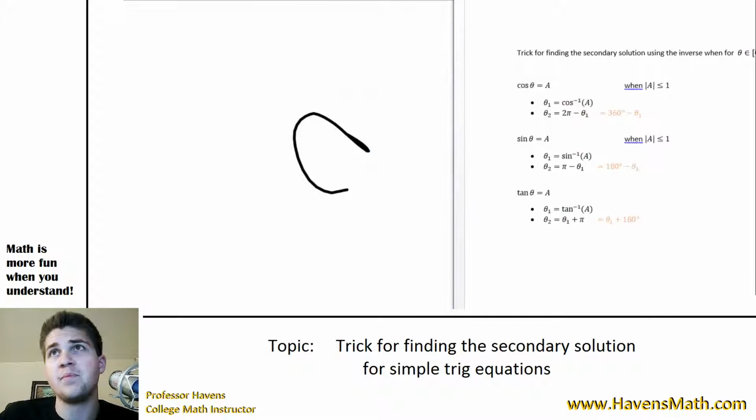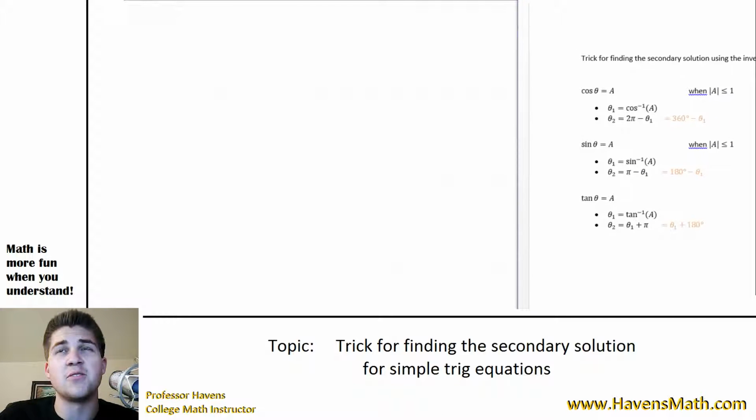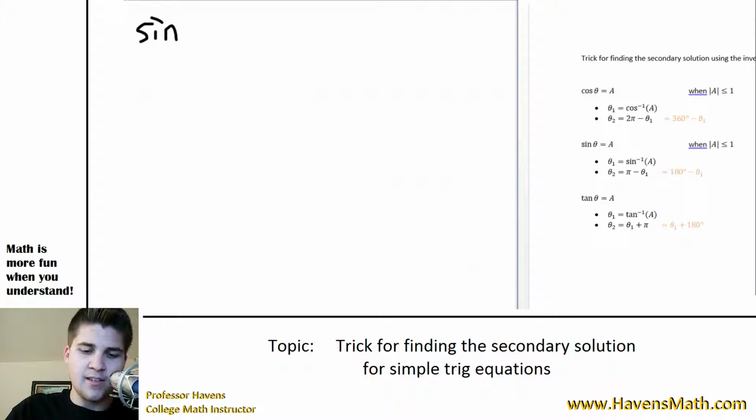Keeping that in mind, let's look at a couple of examples. Again, this is supposed to be a shortcut so that we don't have to do all that other stuff to find our other solutions. Let's say we had sine theta is equal to 1/2.